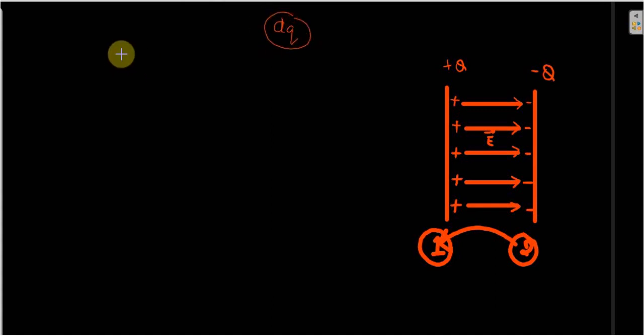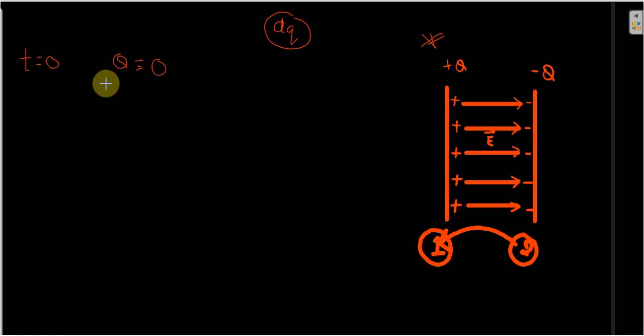Initially, when time t is equal to 0, that is the initial condition, q is equal to 0. There is no charge on plate 1 initially because it was uncharged, and the second plate was also uncharged. So initially these two conditions are satisfied.